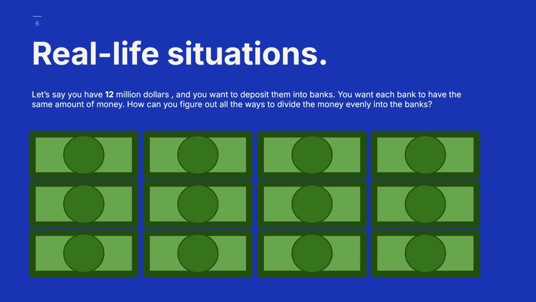Now we will move on to the real life situation. Let's say you have $12 million and you want to deposit them into banks. You want each bank to have the same amount of money. How can you figure out all the ways to divide the money evenly into the banks?